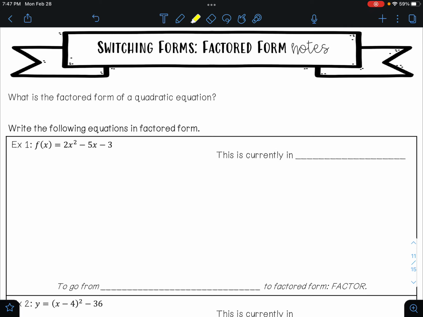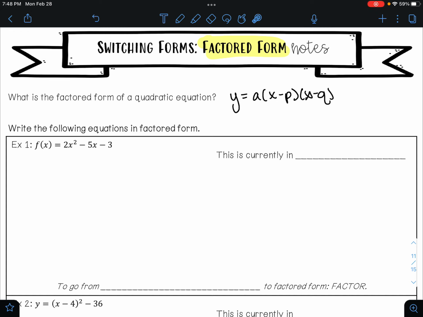In this video, we're going to learn how to switch into factored form. So it says, what is the factored form of a quadratic equation? So we learned that factored form is y equals a times x minus p times x minus q. All this means is that you have factors being multiplied together. So it says, write the following equations in factored form.